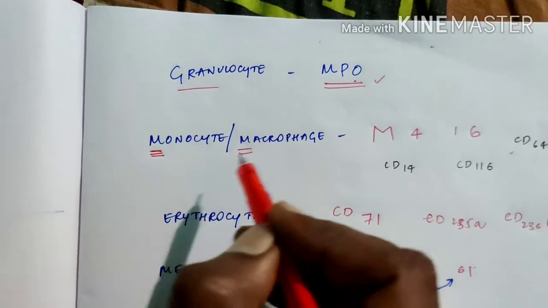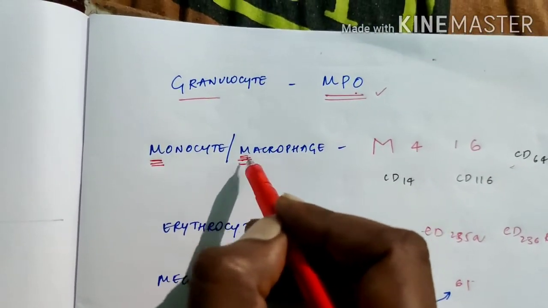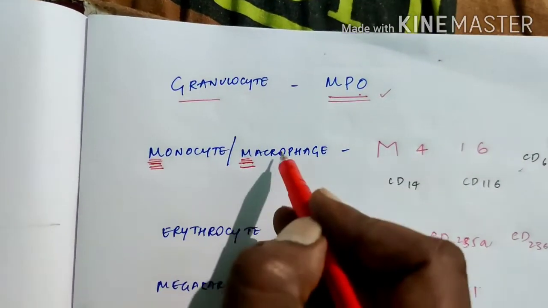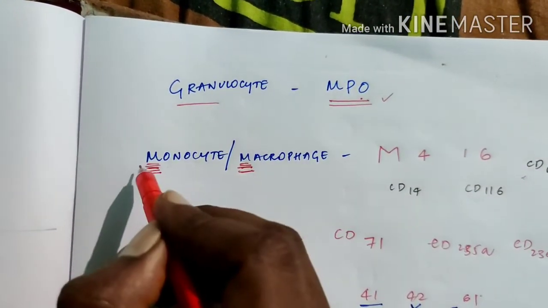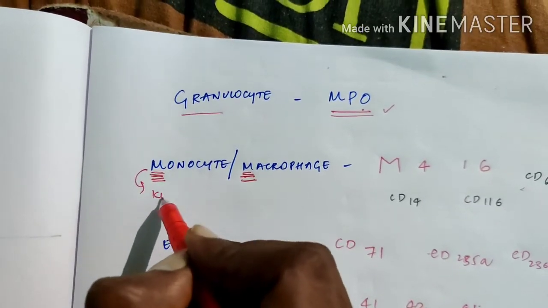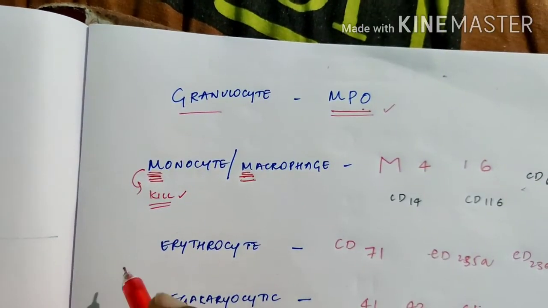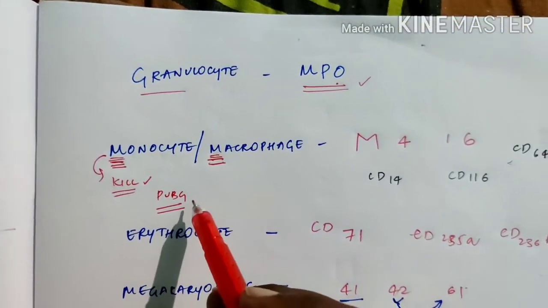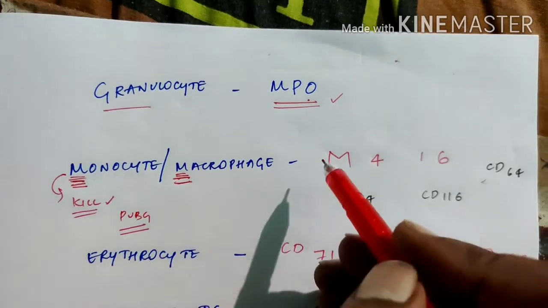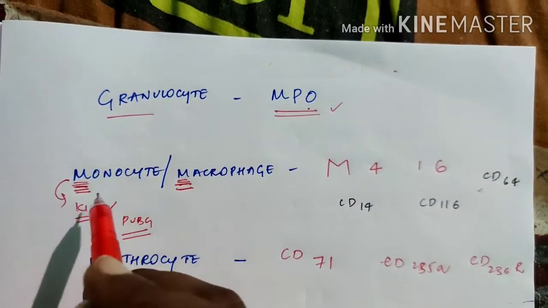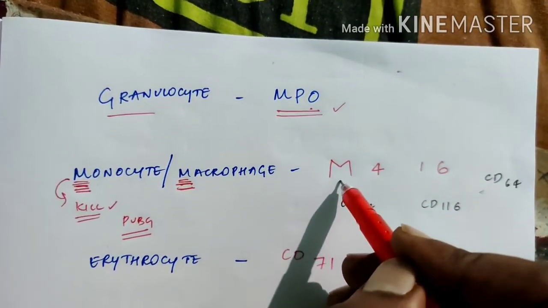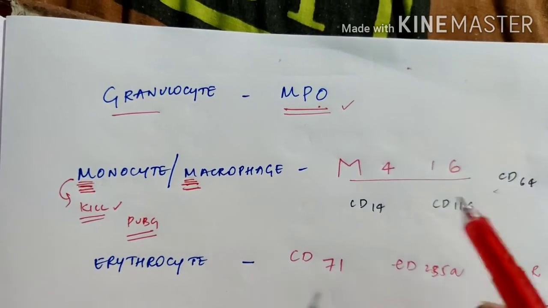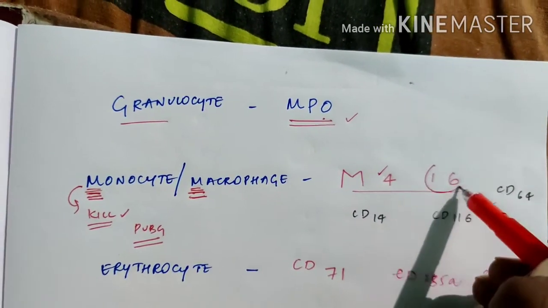For monocyte and macrophage, you'll have M in common. You know that monocyte will grow as a macrophage, mature as macrophage. You know monocyte and macrophage will kill. So in PUBG, most favorite gun for everyone is M416. So you remember macrophage is your M416. Nothing but in those markers you'll find 4 and 16 in common.